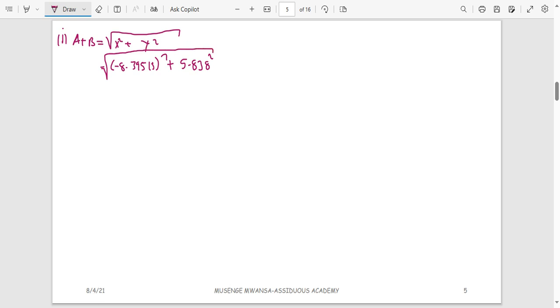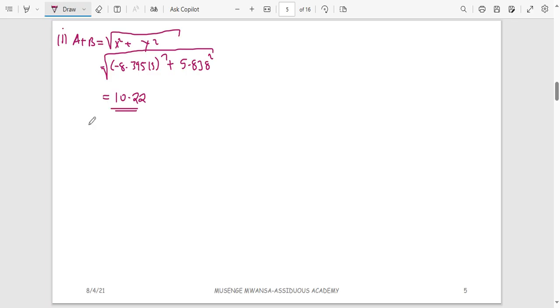So that would be the first answer: the square root of negative 8.395 squared plus 5.838 squared. That is going to give us 10.22. That is the magnitude.